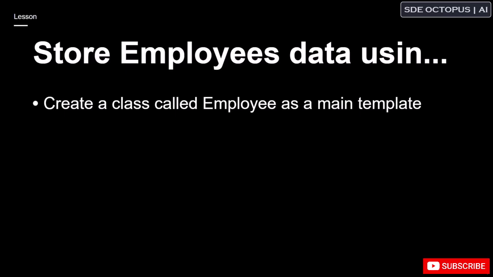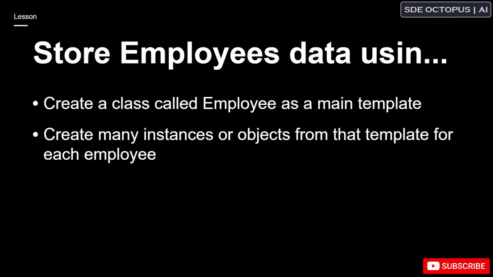After that, an object for each employee. We are gonna create many instances or objects from that main template we created, from the class we created called employee. For each employee we are gonna create an object. Let me show you that practically to clarify that.